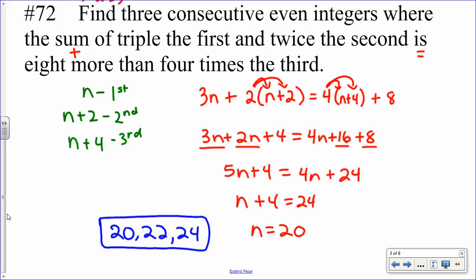So once you have it set up and it's not too difficult to solve, it's a linear equation. And then once you have your answer for your variable, make sure you answer the problem, what the question says. Find 3 consecutive even integers. So n is the first one, and that's 20. So then the second one is 22, and the third one is 24. Okay?